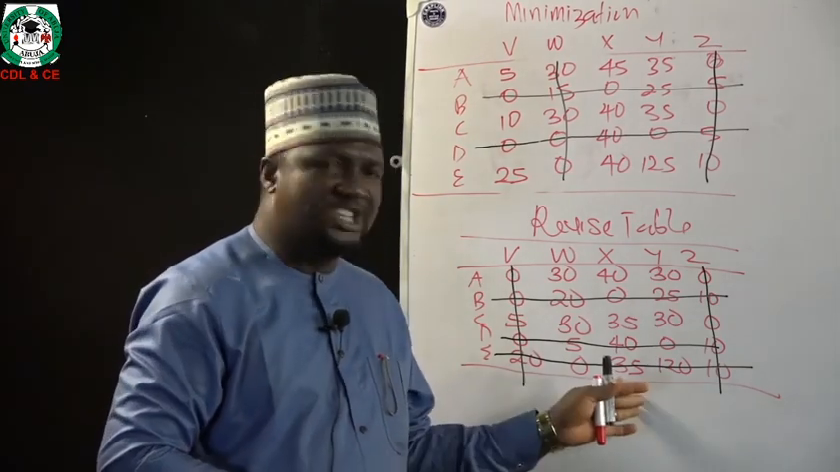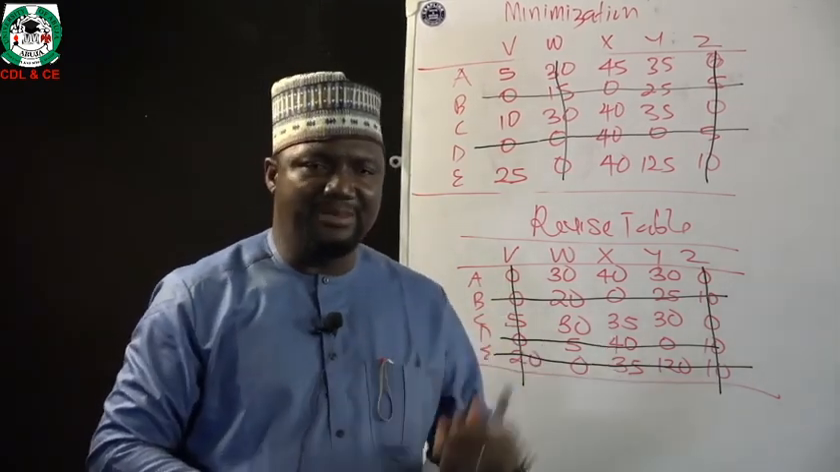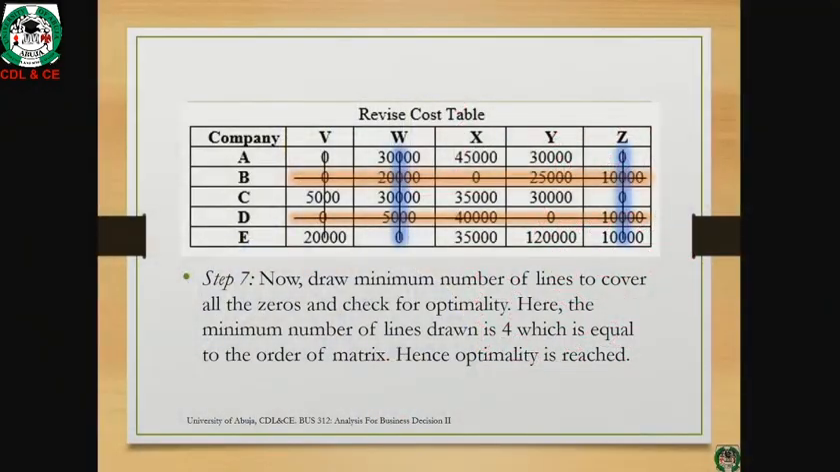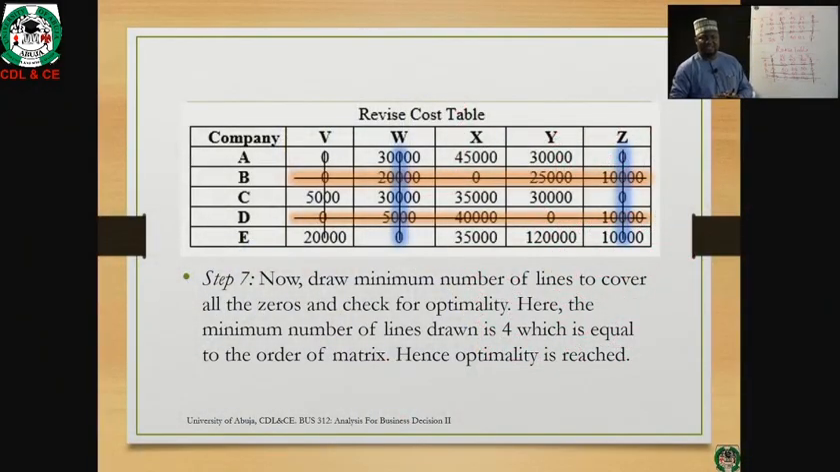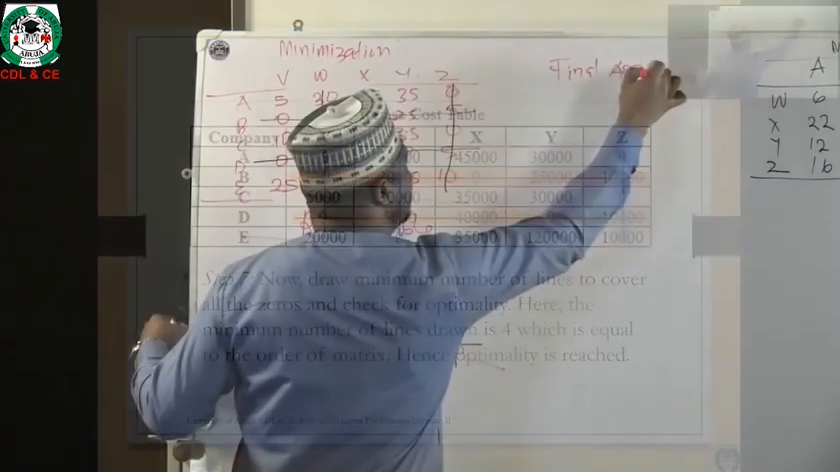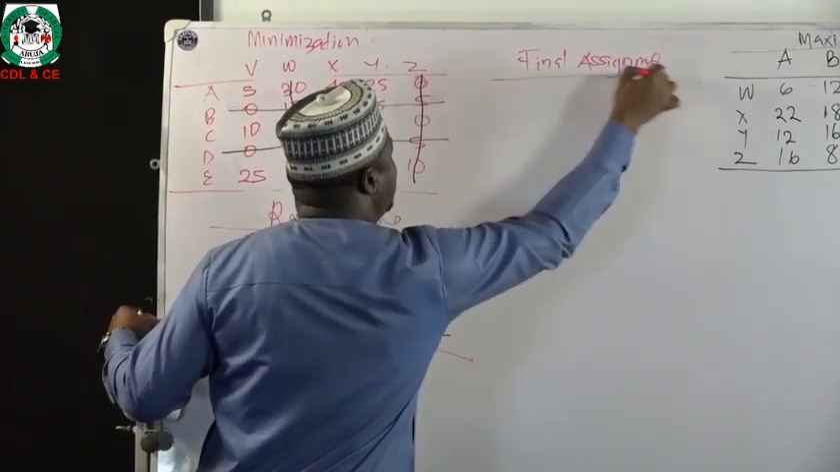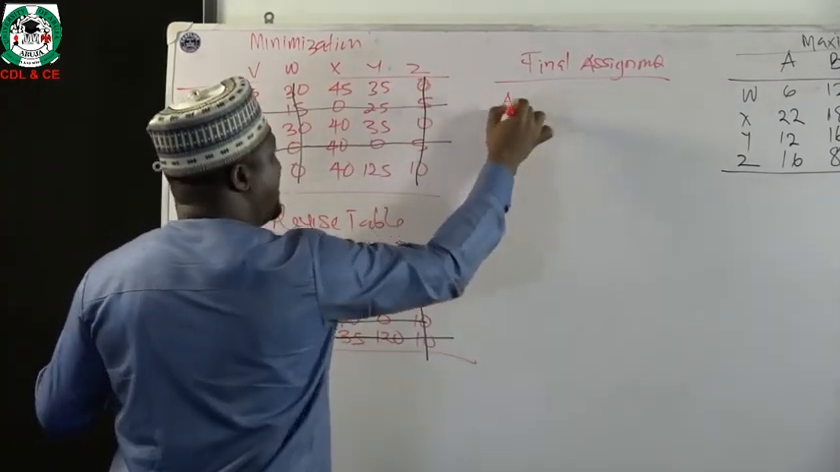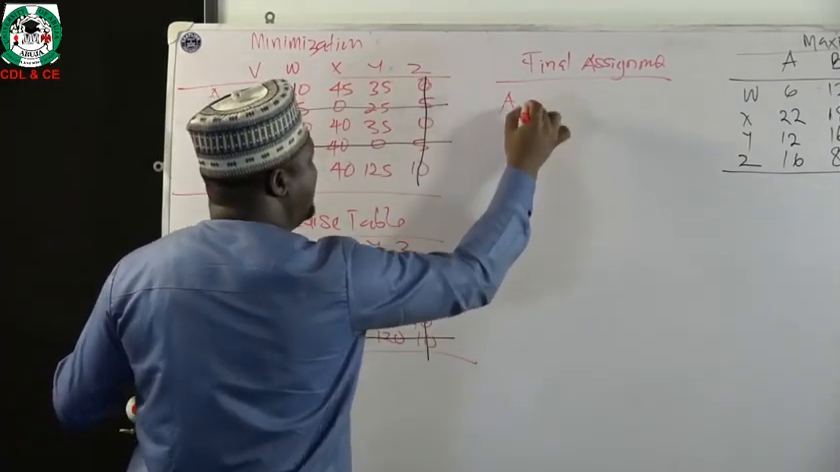Then from this, we go to the final assignment. And now students do find it difficult in operationalizing the final assignment. How do you do the final assignment? You assign to where there is only 1 zero. Start by looking column wise. By looking row wise, I want you to understand. Let me illustrate this on the board. Let me put it here. Final assignment. We have A, B, C, D, and E.